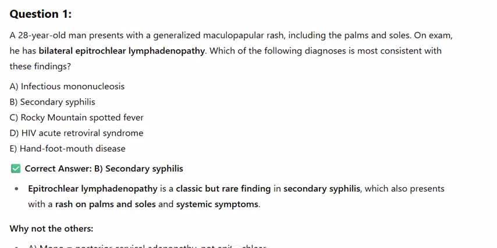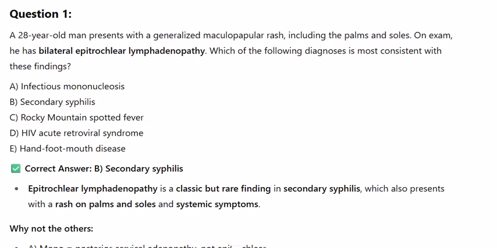A 28-year-old man presents with a generalized maculopapular rash, including the palms and soles. On exam, he has bilateral epitrochlear lymphadenopathy. Which of the following diagnoses is most consistent with these findings? A. Infectious mononucleosis. B. Secondary syphilis. C. Rocky Mountain spotted fever. D. HIV acute retroviral syndrome. E. Hand-foot-mouth disease.